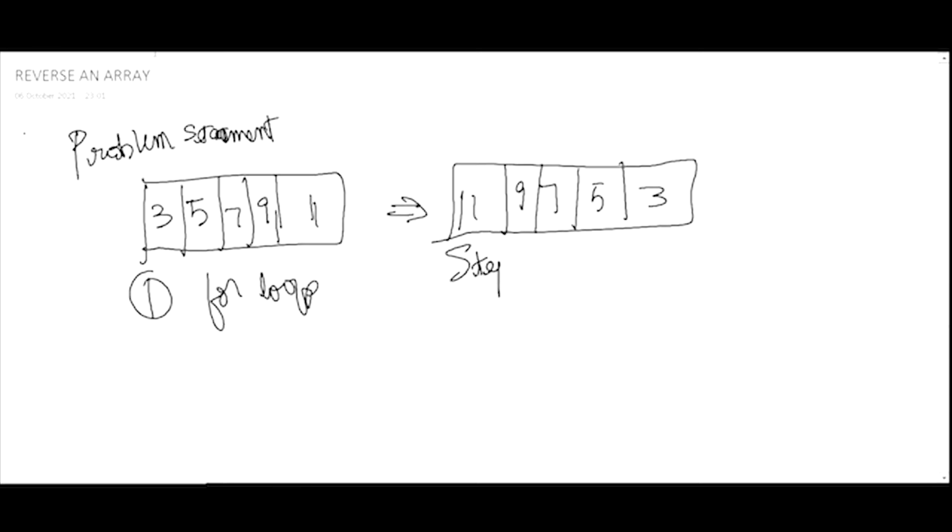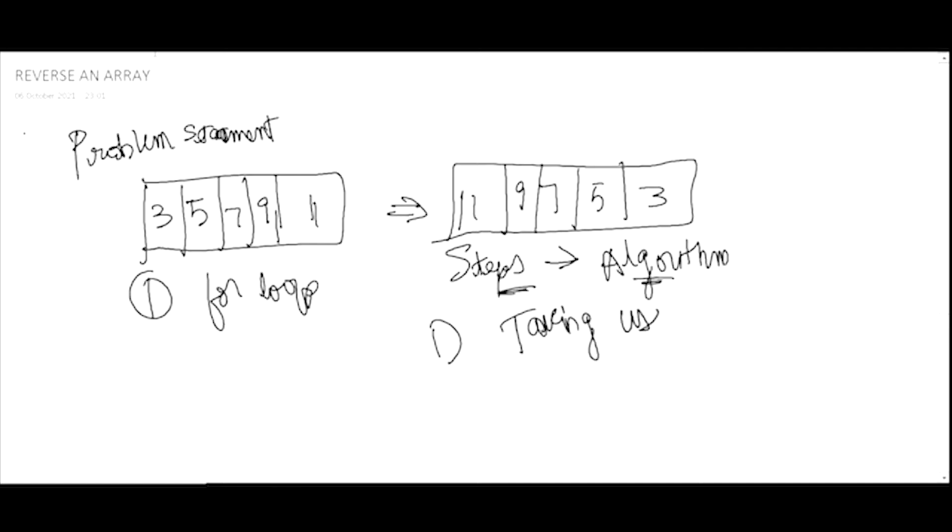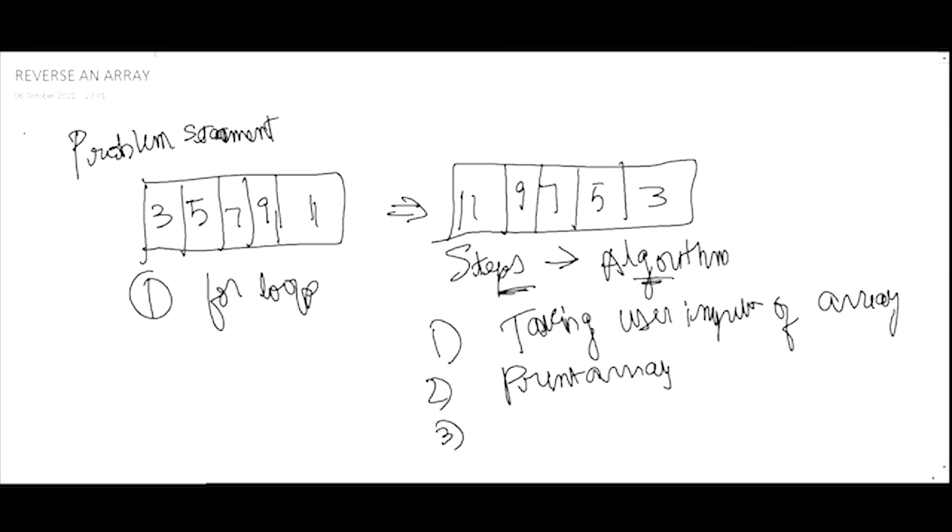Let's look at the steps, or the algorithm, of this program. The first step is taking the user input of an array. I'm sorry if my handwriting is dirty, I'm writing too fast. The second thing is that we print the array, so that you can differentiate between the array you have provided and the reverse array.